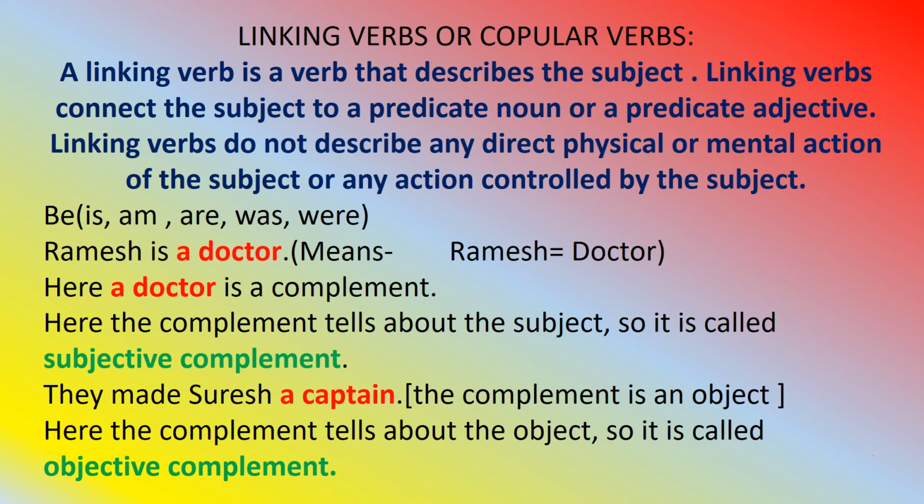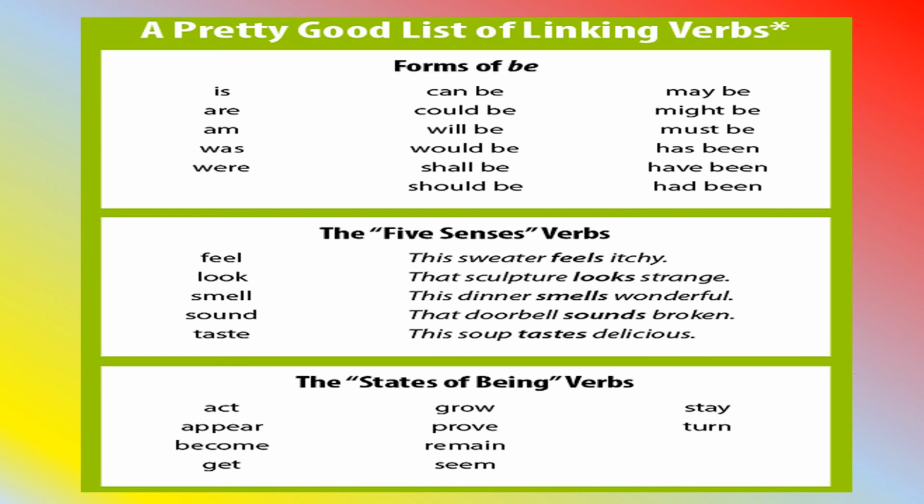But when the complement tells about the object, it is called objective complement. For example, they made Suresh a captain. The complement is an object complement here. Why so? Because the subject of the sentence is they and the object of the sentence is Suresh. And we are giving some information about the object, not about the subject. Now, here you can see a list of linking verbs. Have a look at them and try to understand.